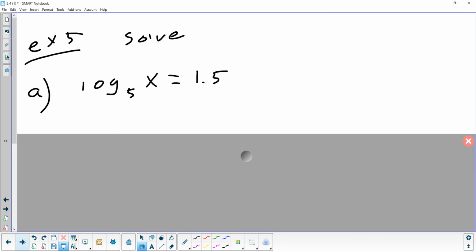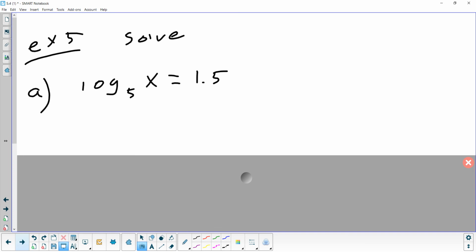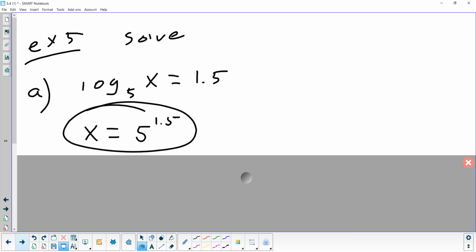All right, let's try this one. I only know one thing to try, so let's try it and see what happens. Lindsay, could you tell me what this would be when I rewrite it? X equals 5 to the 1.5. Yeah, and you could just type that in the calculator and get the answer. So 5 is your base, the logarithm equals the exponent, and the argument ends up by itself. Okay, so that's an example where the variable was the argument.